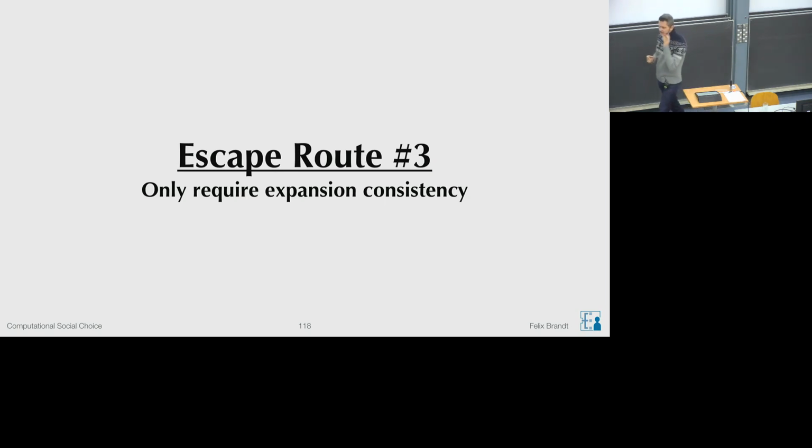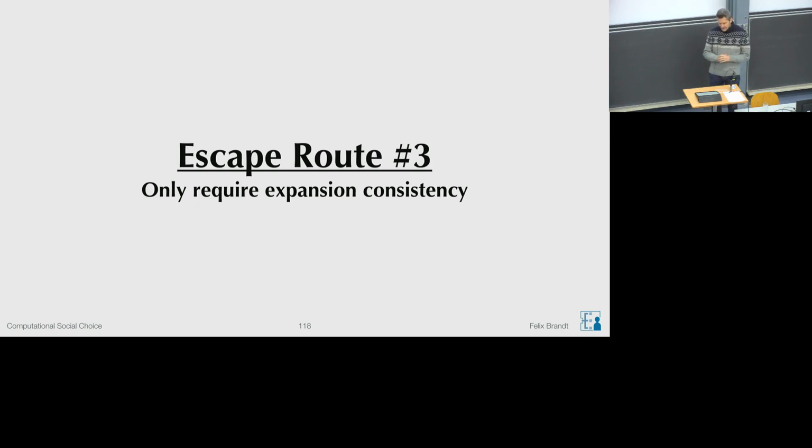Let's continue. So now we have completed talking about Kemeny's rule, which also completes our escape route number 2. So just to recap which kinds of escape we already studied from the Arrovian impossibilities. The first one was to consider restricted domains of preferences. And that led us to things like approval voting and median voting for single peak preferences.